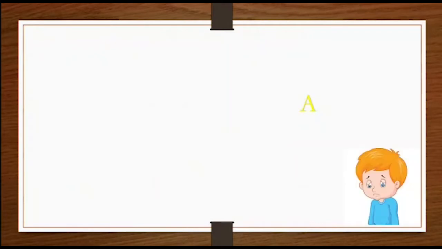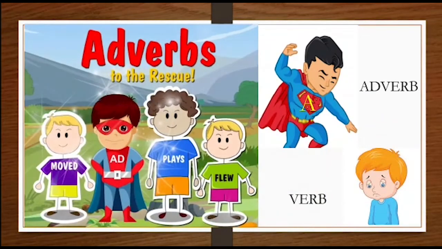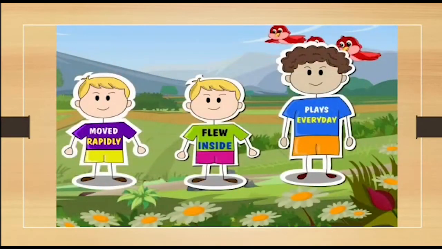So once there was a verb which was all alone and therefore he was very sad. Then the ad man came to his rescue and filled joy in his life. So this ad man is the adverb. The ad man came to his rescue and these verbs got their companions. For example, moved rapidly, flew inside, plays every day. Now the verbs moved, flew, and plays got their companions rapidly, inside, and every day as the adverbs.